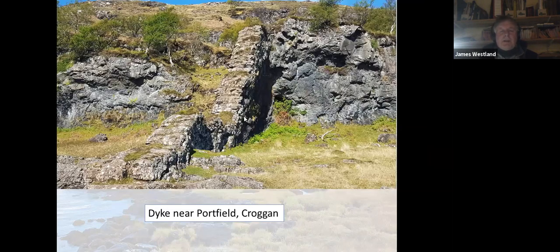And here's another one. Here's a good dike. This one's at Portfield near Croggan, again, Isle of Mull. Now the Croggan area is fantastic for seeing dikes. There's just hundreds of the things down there, and that's a nice one. It almost looks man-made. This type of thing, it's like a wall of rock. But that's a perfect example of a Paleogene dike.